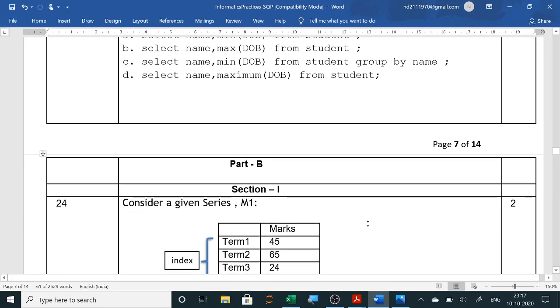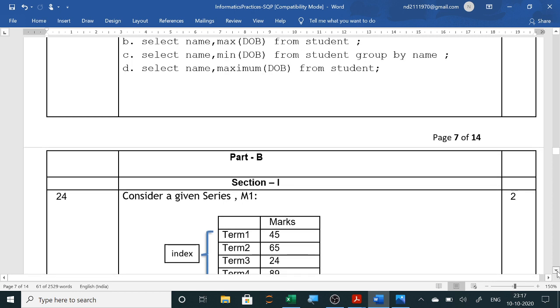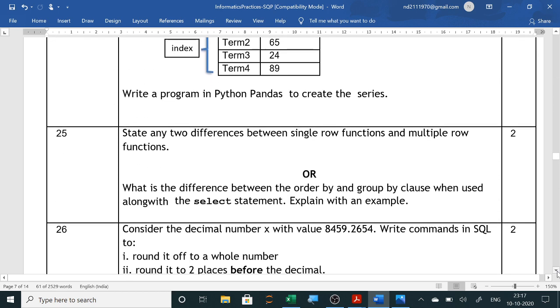Now part B is descriptive. You have to write the answer, 2 marks, 3 marks and 5 marks. So 2 marks, 10 questions will be there. So here you can see a series question, to create a series. So it is easy. You have already solved these types of questions.